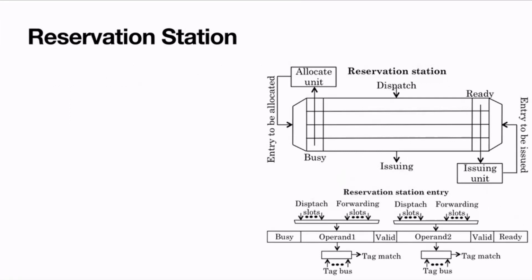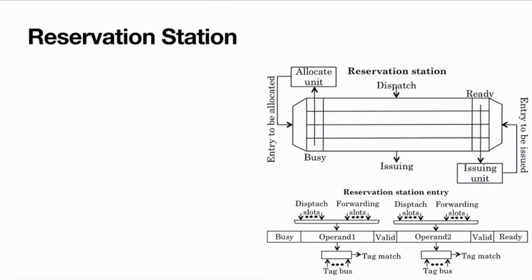Okay. So this is a reservation station, which is like a buffer, where every time a dispatched instruction arrives, we identify one free slot and put the instruction into that slot. And each slot consists of these fields, because typically we have two source operands in an instruction, operand 1 and operand 2. And we also have a busy bit for each entry.